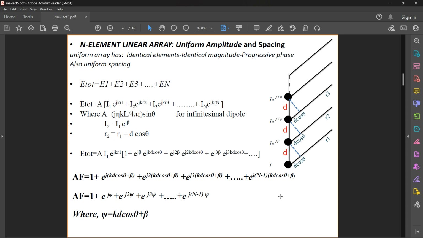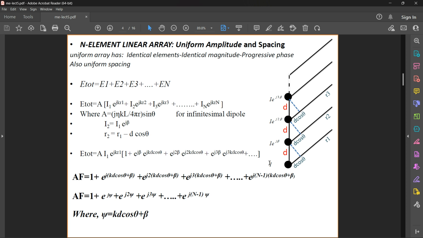So the total electric field intensity present over here is given as E1 plus E2 plus E3 up to En, based on the number of elements. So here we have 4 discrete elements at radial distances of R1, R2, R3, and a linear distance of D. And the phase has been given as I. The first one is taken as reference, and so I. The second one is I into e to the power j beta. The third one is I into e to the power j2 beta. And the fourth element has I into e to the power j3 beta, and it goes on like that.